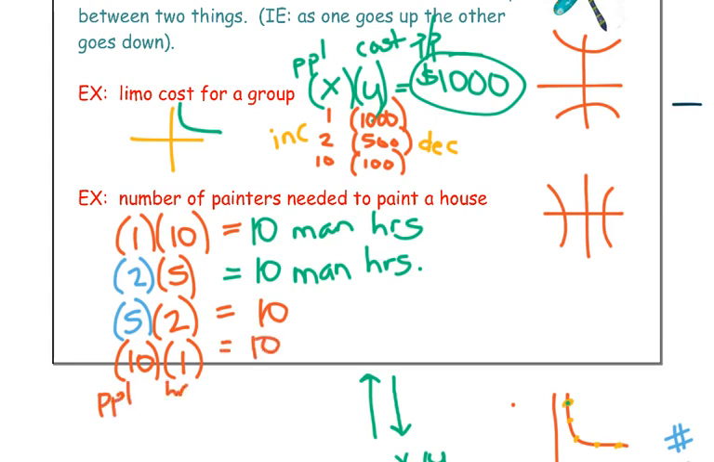Okay, it's always got to total that same constant variation. So in this case, your equation would be x times y equals 10. And again, you would never have a negative number of people or a negative number of hours to do this job, so you would only have that picture forming in quadrant 1.